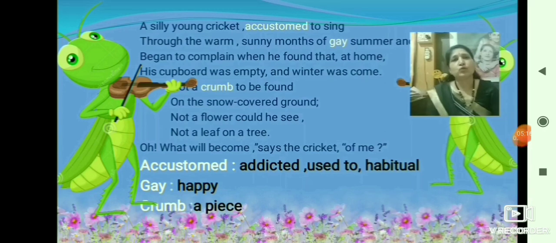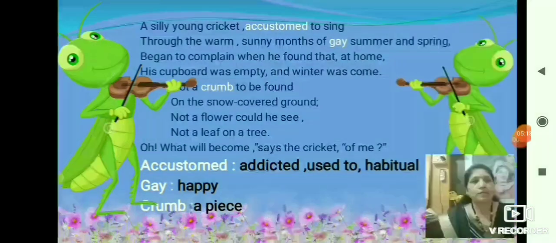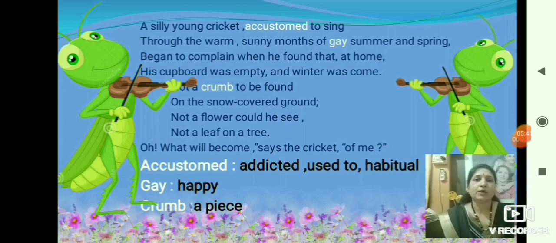Now I'm going to recite the poem. A silly young cricket, accustomed to sing through the warm sunny month of a gay summer and spring, began to complain when he found that at home his cupboard was empty and winter was come. Not a crumb to be found on snow-covered ground, not a flower could he see, not a leaf on a tree. Oh, what will become, says the cricket, of me?